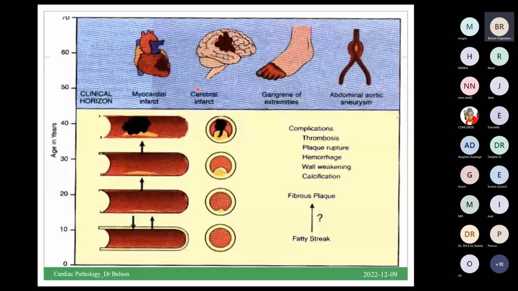As a consequence, as we were saying, if this happens to a coronary artery, it will cause myocardial infarction. Here you can see this heart. There is a part which is dark, just to show that it is necrotic already. In the brain, there is a cerebral infarction here, which is dark, and the gangrene of extremities. You can also have an abdominal aortic aneurysm here. And as I said last time, it usually happens just above the bifurcation of the aorta into the femoral arteries.